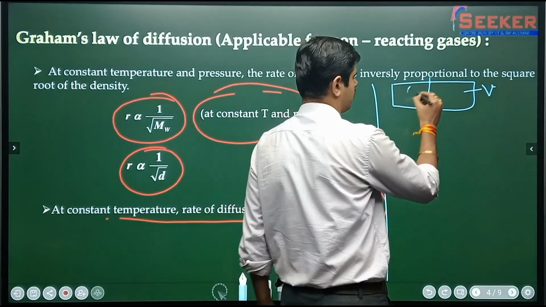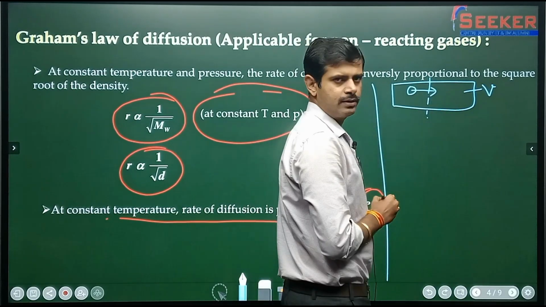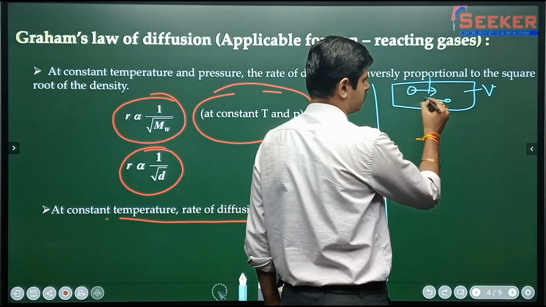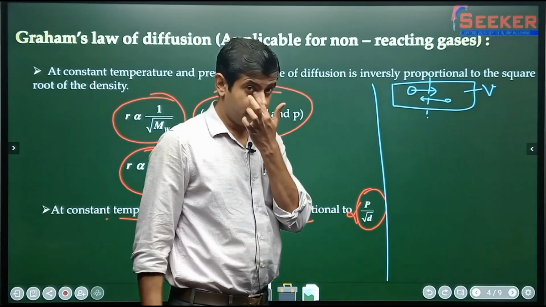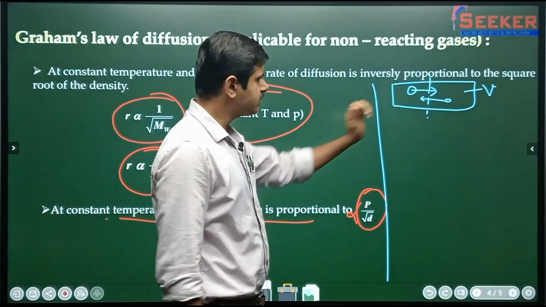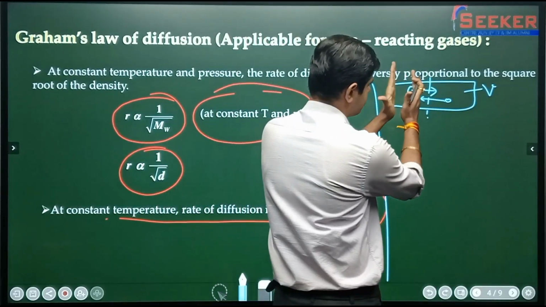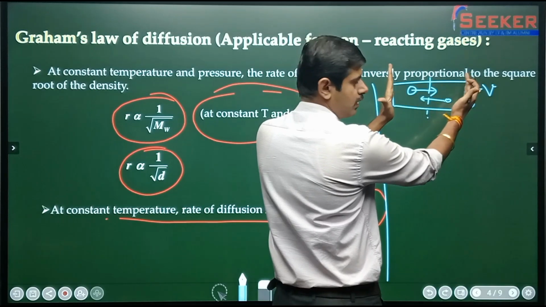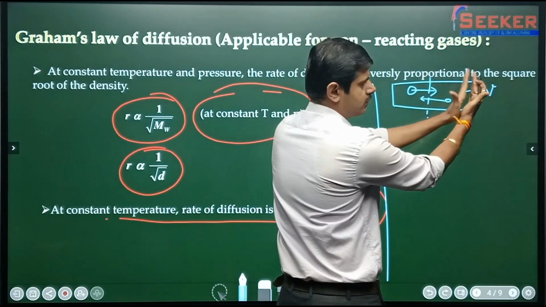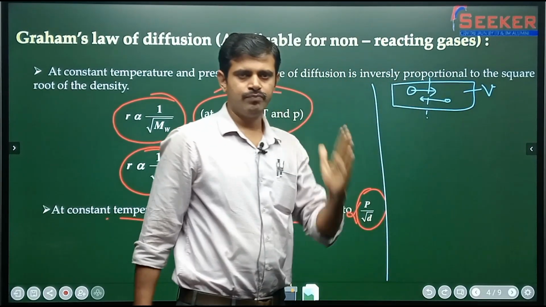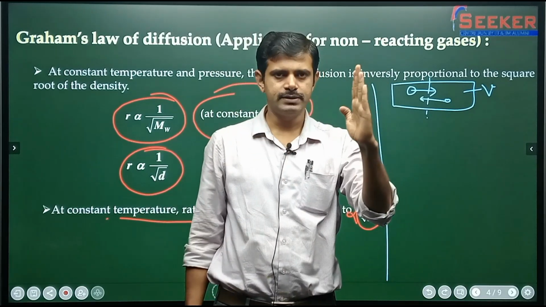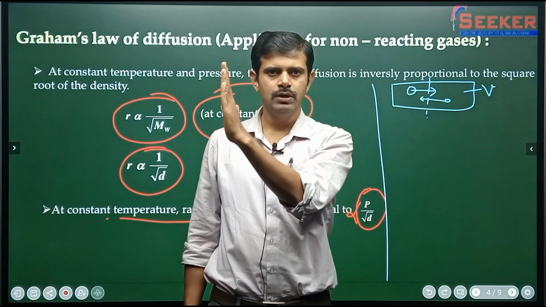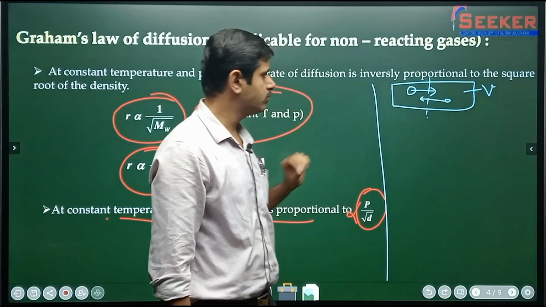Now this gas on the left hand side is going to move to the right hand side. The right hand side gas is going to move to the left hand side. Now we will find how much time it will take for this gas to come over here, and how much time it will take for this gas to come over here. The left hand side gas will move to the right hand side, the right hand side gas will move to the left hand side. They are finding out how much time it will take.